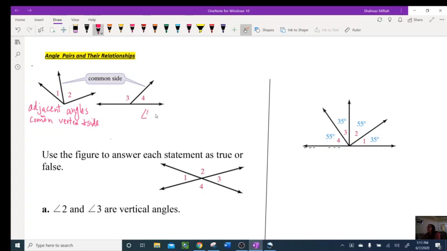Angle 1 and angle 2 are adjacent angles because they are sharing a vertex and a common side. And angle 3 and 4 are adjacent angles.